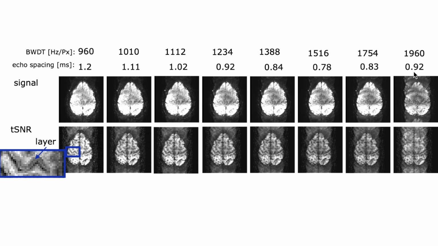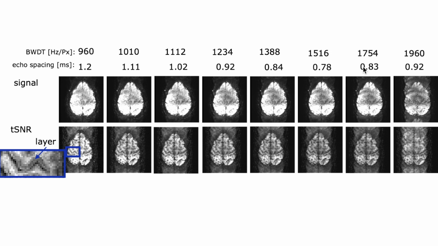So here for the very high bandwidth, the data are actually not usable, and this is partly due to the fact that we are very, very close to the acoustic resonances. However, you see that here the echo spacing is very similar for this case and for that case. So also the acoustic resonances are very similar for those two cases. However, the amount of ramp sampling is different for those cases, and therefore it can be beneficial to use lower bandwidth than higher bandwidth.